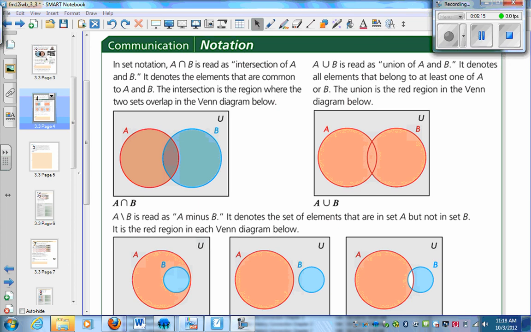Okay, sorry. Here's just a little reminder. A intersect B reads as the intersection of A and B. It denotes the elements that are common to A and B. The intersection is where the two sets overlap. So we're only talking about this middle part. A union B is read as the union of A and B. It denotes all the elements that belong to at least one of A or B. The union is the red section, so all of it. So A union B is generally bigger than A intersect B.